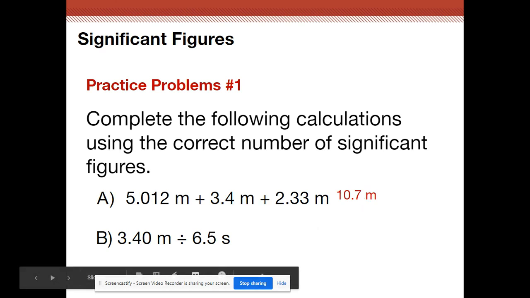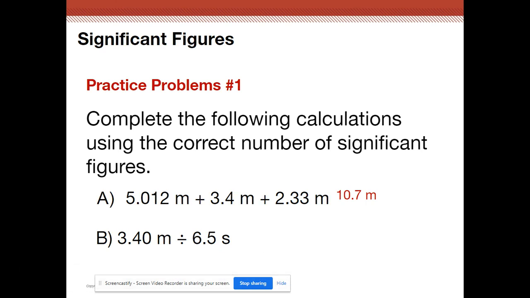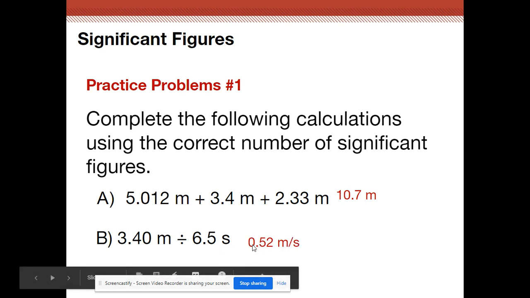But when you're dividing and multiplying, it's about the total number of sig figs, the least total. So here we have 3 sig figs, and here we have 2 sig figs. So my total number of sig figs is only 2. That's the least. Therefore, my final answer can only have 2. And you can see that this 0 is not significant, but the 5 and the 2 are.